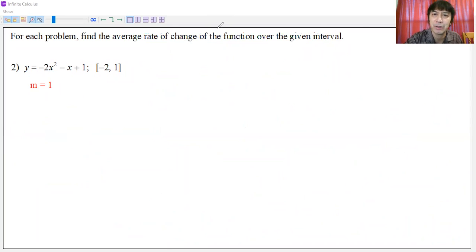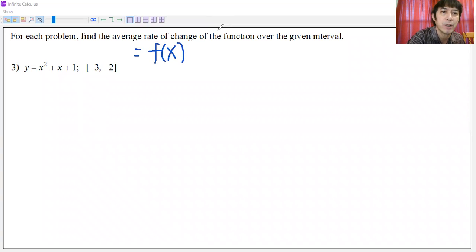Let's clear the screen. Let's go to the next. Here's the next one. Find the average rate of change of the function over the given interval. Same as the way we did 1 and 2, we shall proceed the same way we did the first and the second. So we now have f of x, that is our y.